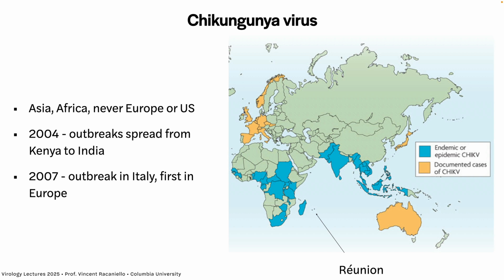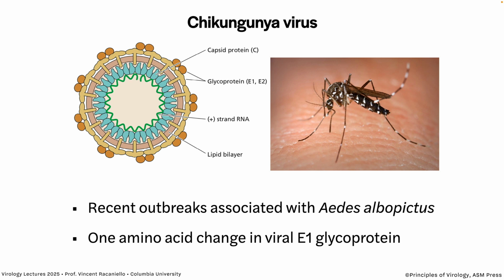The blue. Never anywhere else. 2004, it spreads to India. And then in 2007, it goes to Europe, Scandinavia, and Australia. What's going on here? These recent outbreaks are spread by a different mosquito, Aedes albopictus. It's shown there. And the virus didn't really grow very well in this mosquito before, but it sustained a 1 amino acid change in the viral glycoprotein, and now Aedes albopictus is a great host.